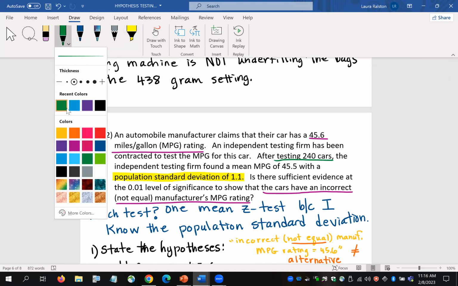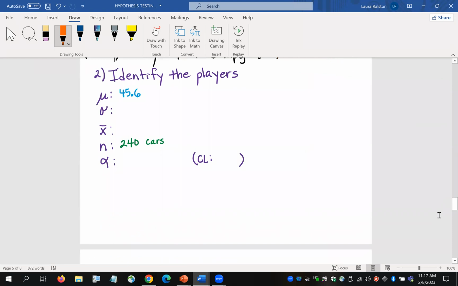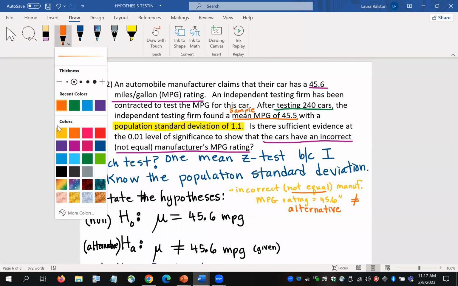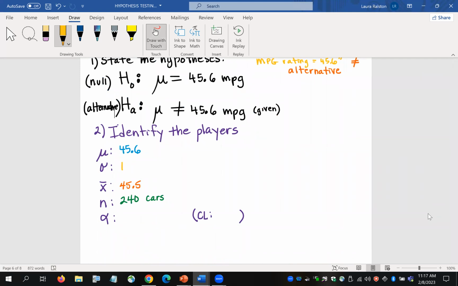The independent testing firm found a mean, and again, you have to kind of read between the lines because it's talking about those 240 cars. So this is your sample mean of 45.5. So my sample mean is 45.5 with a population standard deviation of 1.1. So my population standard deviation, highlighted in yellow, is 1.1.